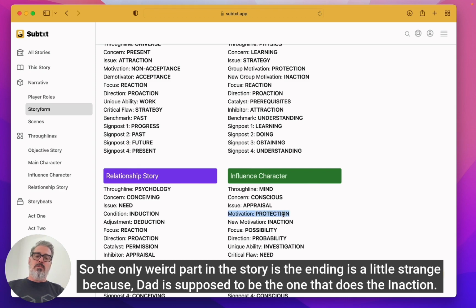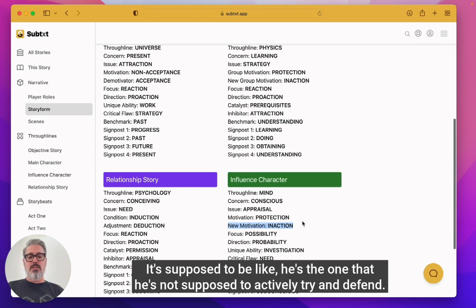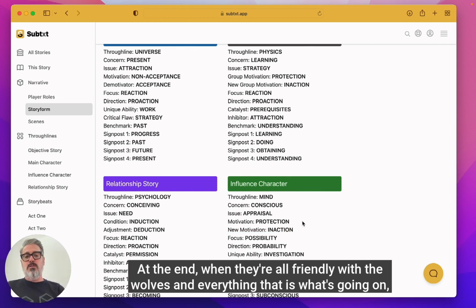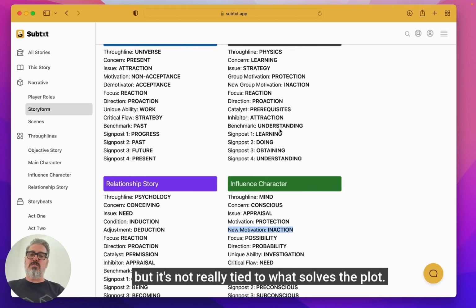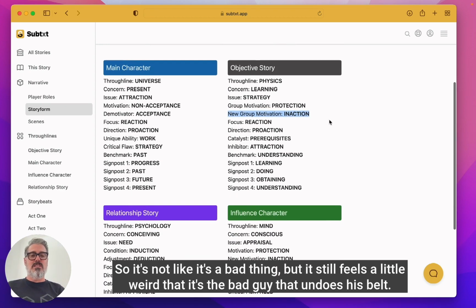So the only weird part in the story is the ending is a little strange, because dad's supposed to be the one that does the inaction. He's not supposed to actively try and defend. At the end, when they're all friendly with the wolves and everything, that is what's going on. But it's not really tied to what solves the plot. So it's not like it's a bad thing, but it still feels a little weird that it's the bad guy that undoes his belt.